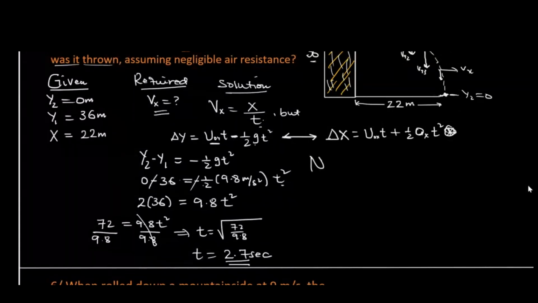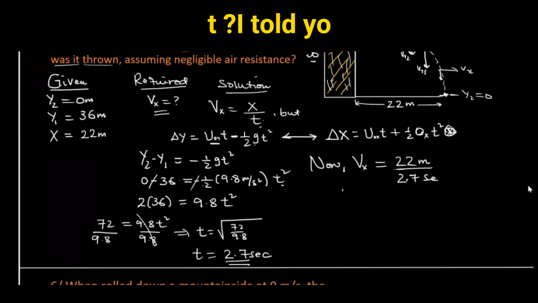Okay, so now I can say: velocity in the x direction, which is the same all the way, is x, which is the 22 meters, and then T, which is the one that I got from the vertical motion, 0.7 seconds.